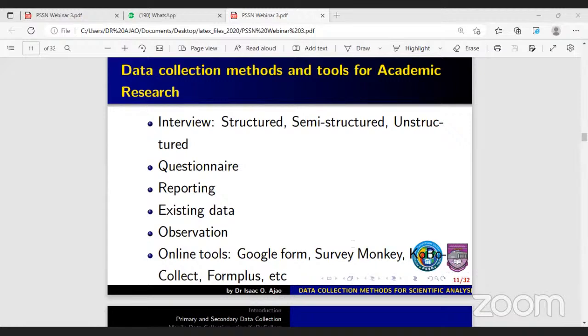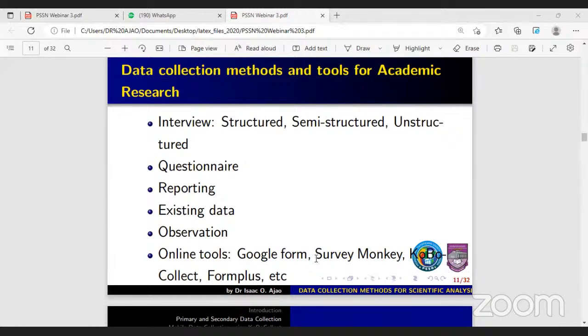Google Collect is a very powerful online tool. You download it on your phone. It has a major advantage over Form Plus, Google Form, and SurveyMonkey. After you have downloaded it on your phone, anywhere you are, it has GPS. It gives you the longitude and latitude of that place.